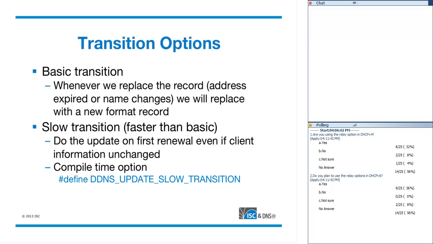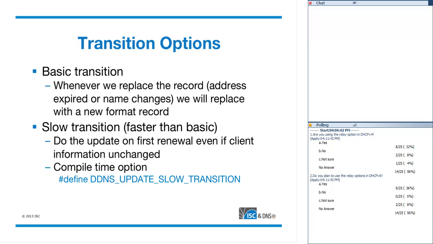There's something called update optimization that we use to decide how often we should do this. If the record has expired or if the name or the address has changed, we will replace the record. If update optimization is turned off, we'll replace it whenever the client renews. So in that particular case, we will automatically update the DNS record from a TXT to a DHCID RR. So that's the basic, and that will always happen.